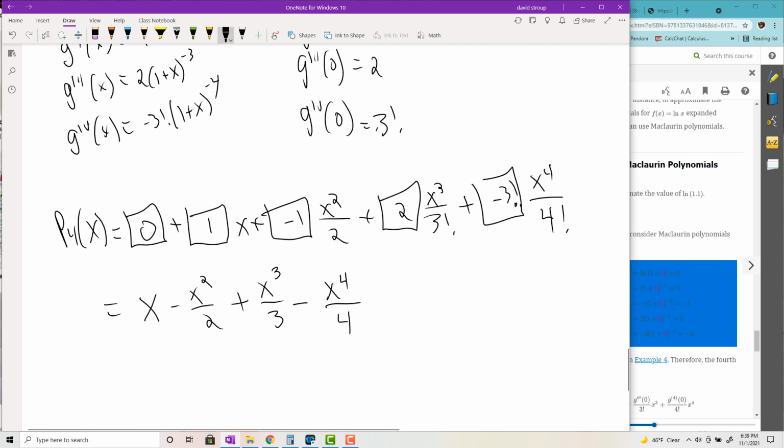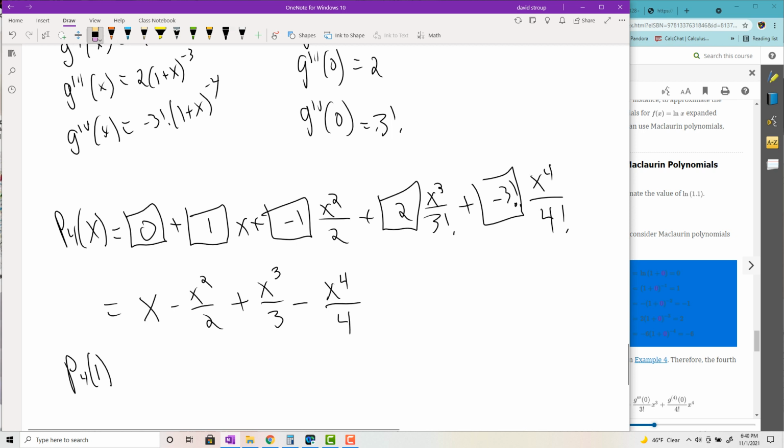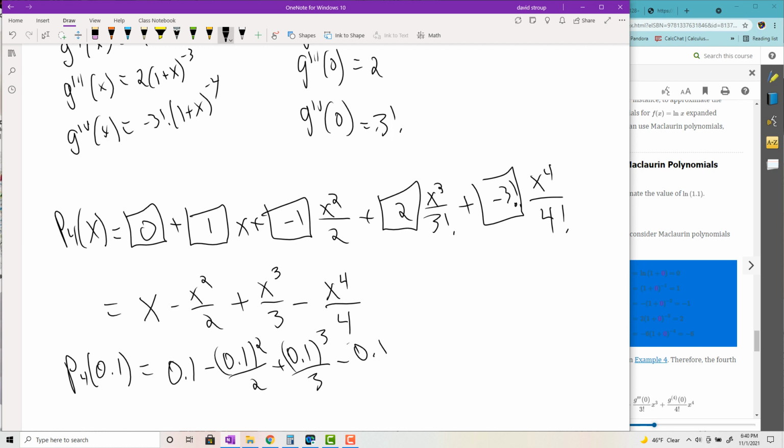Now you can actually plug in 0.1, because if you plug in 0.1, it'll be approximately the ln of 1.1, right? So you're plugging in 0.1, so it'll be 0.1 minus 0.1 squared over 2 plus 0.1 cubed over 3 minus 0.1 to the 4th over 4. You can literally do this by hand. In other words, you can now figure out the ln of 1.1 by hand without a calculator, which is kind of a crazy thing.